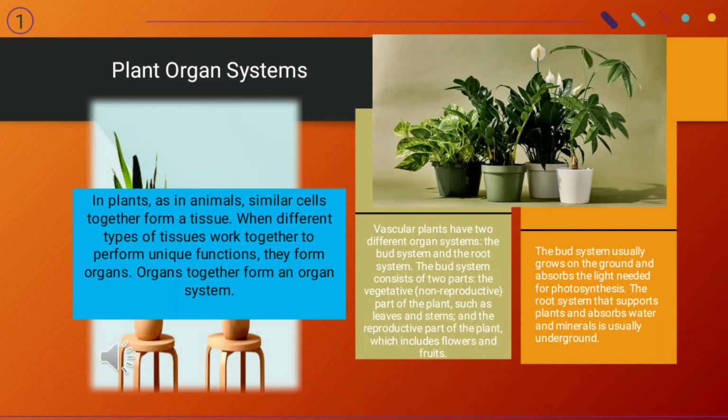Plant organ system. The shoot system and the root system are two distinct organ systems in vascular plants. The vegetative or non-reproductive part of the plant, such as leaves and roots, and the reproductive part of the plant, which includes flowers and fruits, make up the shoot system.